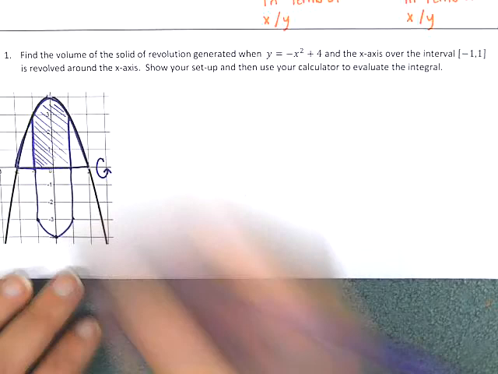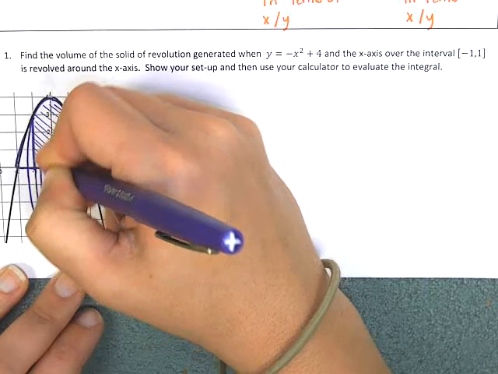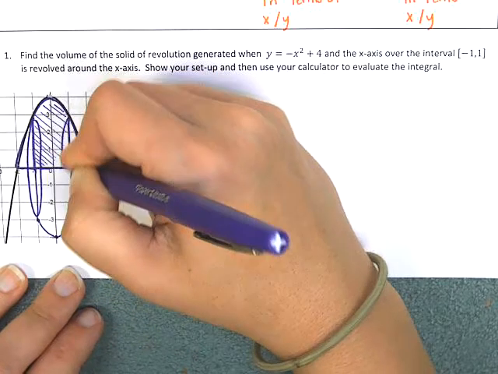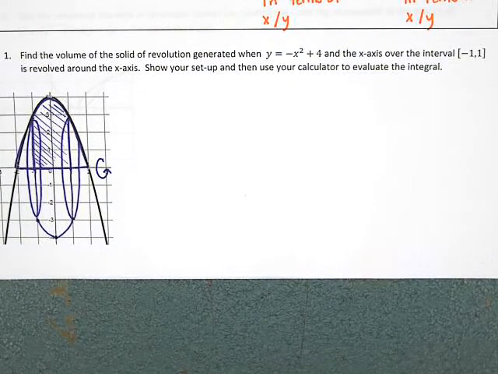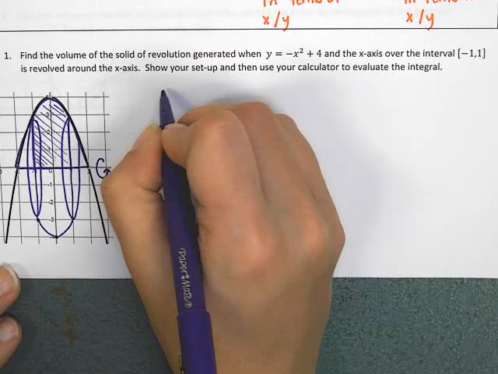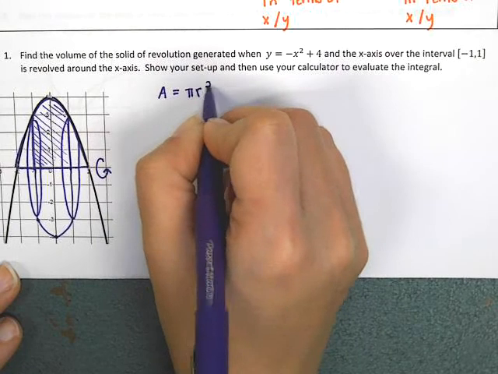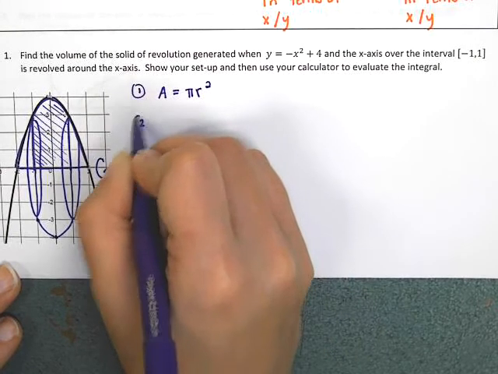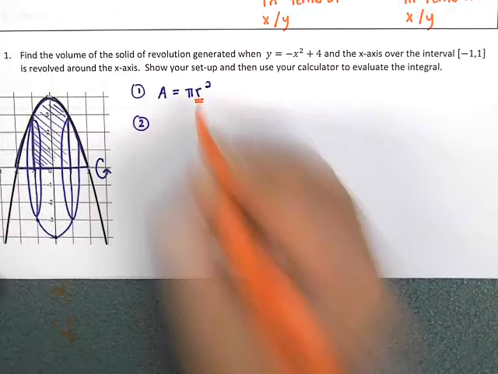And then you can draw in ovals on the two ends, it helps you visualize that this is actually a three-dimensional shape that's spinning. So now the question is, how do we actually get this volume? Well, as soon as I see that I'm spinning, I know that my area formula is going to be pi r squared. That's step 1. Step 2 is going to be to figure out what r is in this problem.